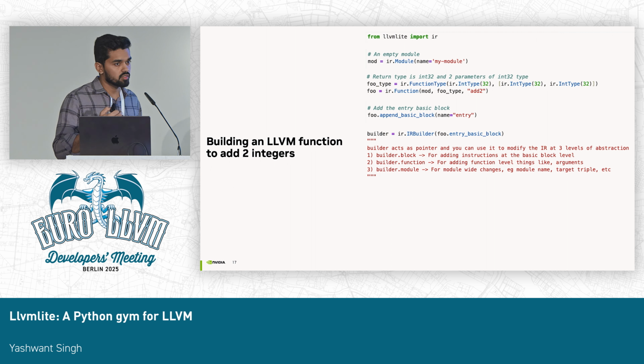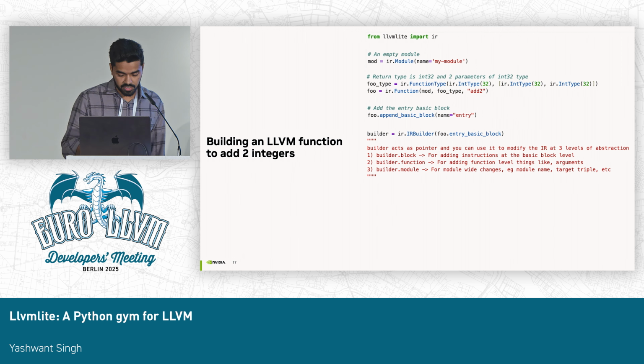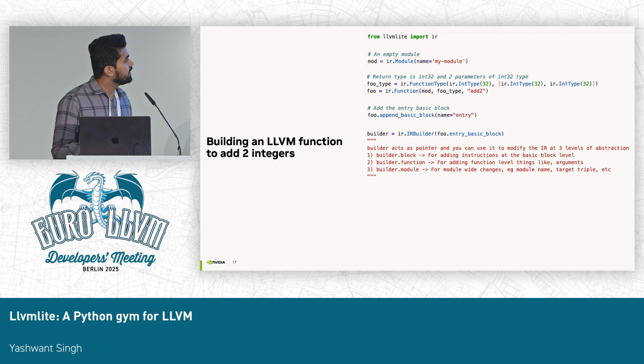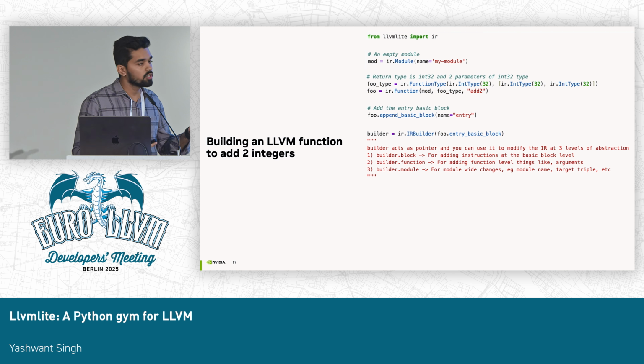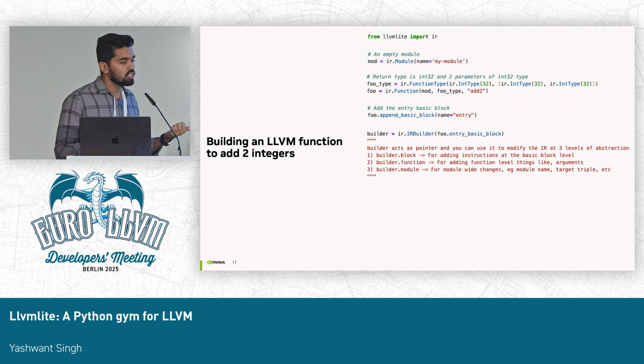It works at 3 layers of abstraction. So builder.block will point to the basic block level. It's helpful for adding instructions at basic block level and things like that. Then you have builder.function, which is a slightly higher level of abstraction. It is for modifying the IR at the function level, the function return type, arguments, and stuff like that. And then you have the highest level of abstraction, builder.module, which you can use to make module-wide changes such as module name, target triple, data layout, etc.